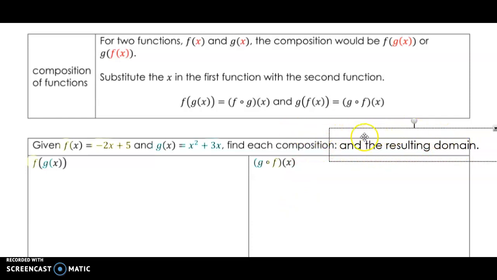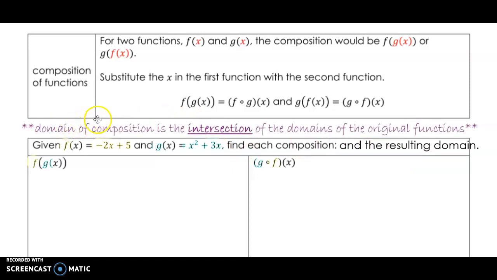So this was not included on the original worksheet, so please make sure that you include it now. So to find the domains of a composition of functions, you basically need the domain of each original function. So if we call them f of x and g of x, you would need to know what the domains are of those two functions. And then the domain of the composition is the intersection, or the x values that overlap in both of the original functions.